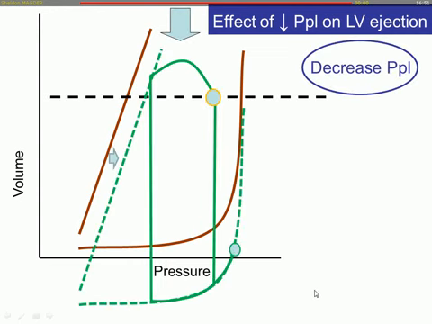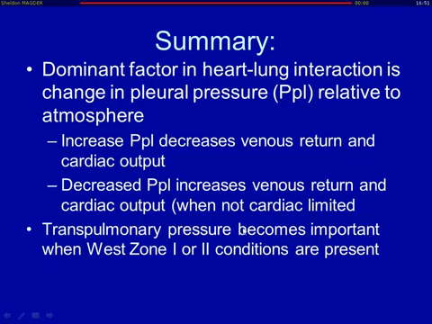It quickly begins to adjust as things happen, but on that first beat, you have a very substantial effect. And what that means is on the next beat, you're going to start from a higher end diastolic volume to actually bring things back again as more comes back because you've impeded what went out. So, okay, just to finish. For me, the dominant factor in heart-lung interactions is the change in pleural pressure relative to atmosphere. An increase in pleural pressure decreases venous return and cardiac output. A decrease in pleural pressure increases venous return and cardiac output when the cardiac output is not limited.